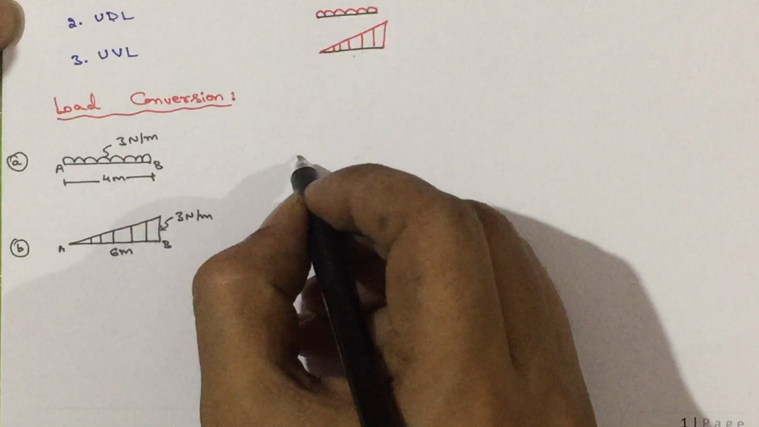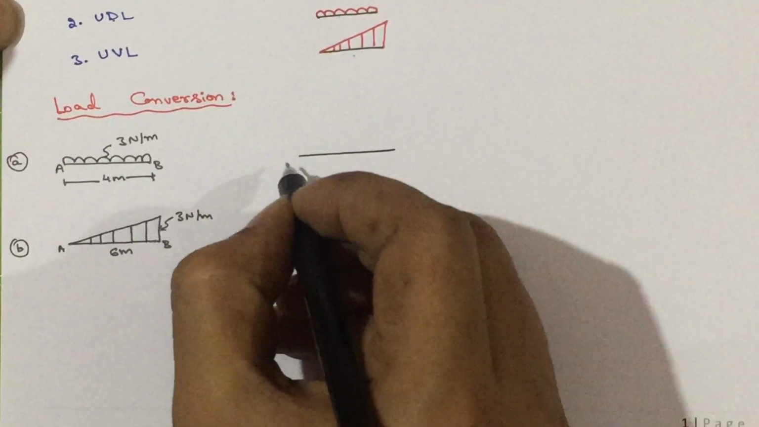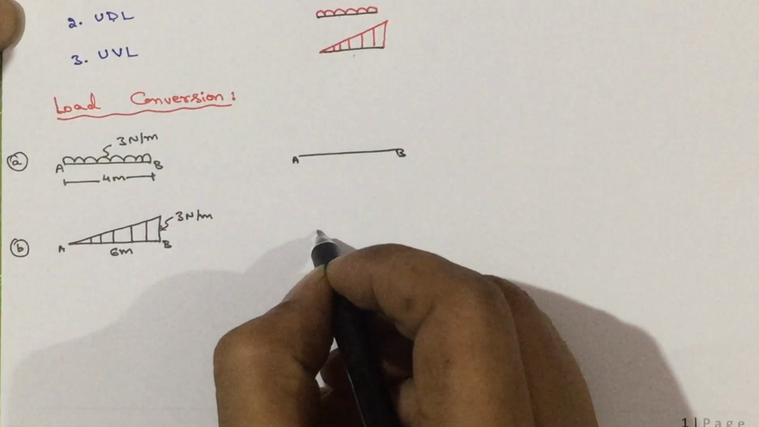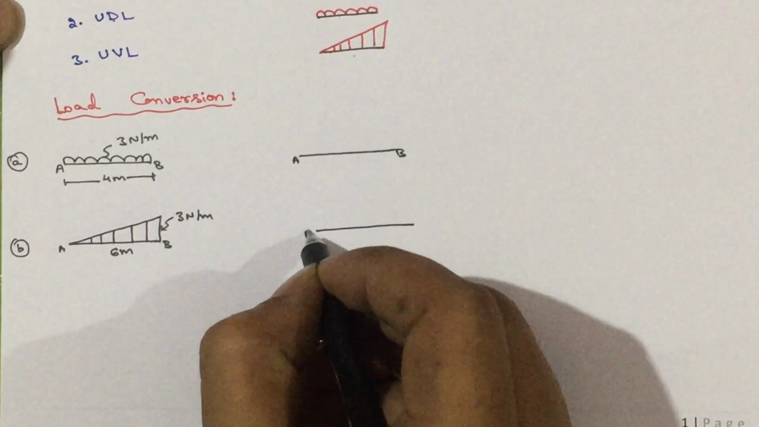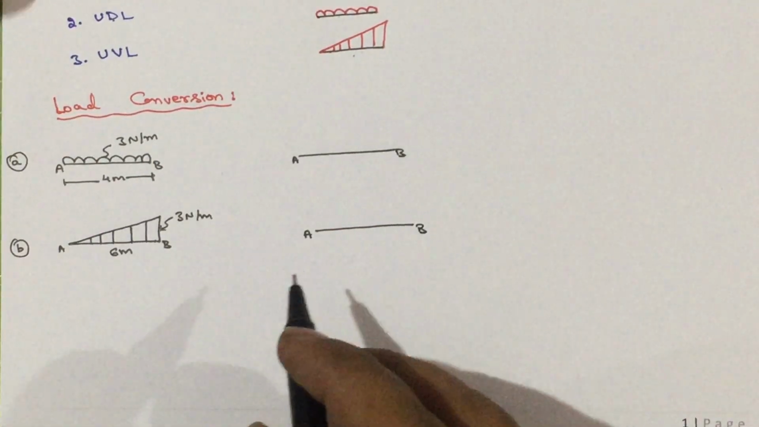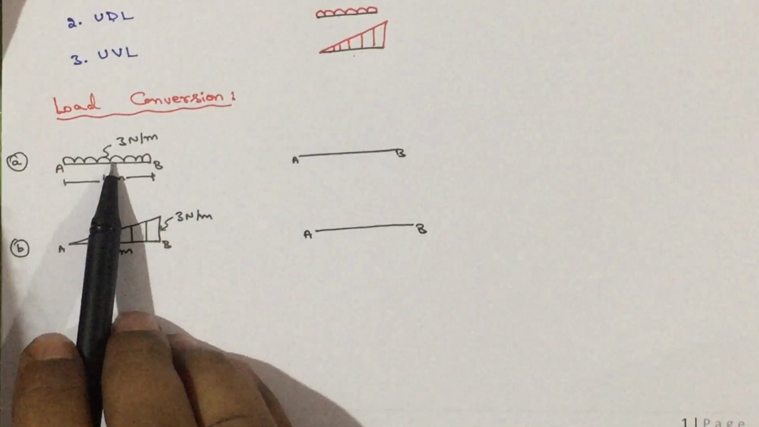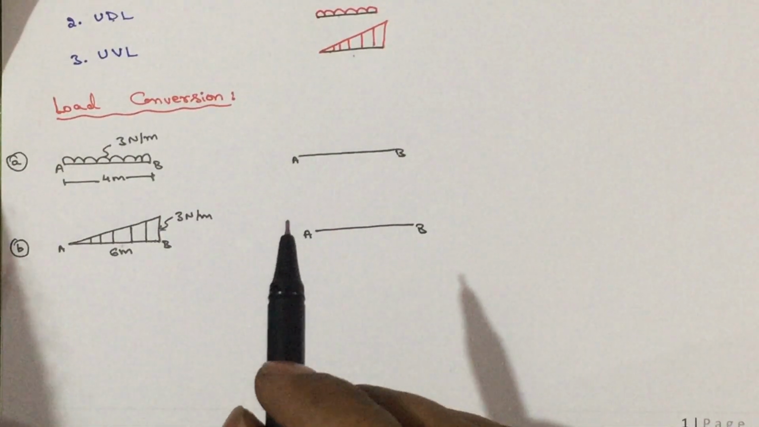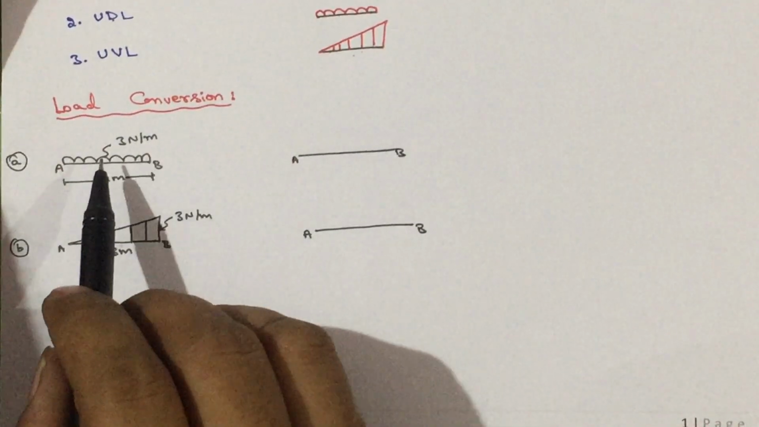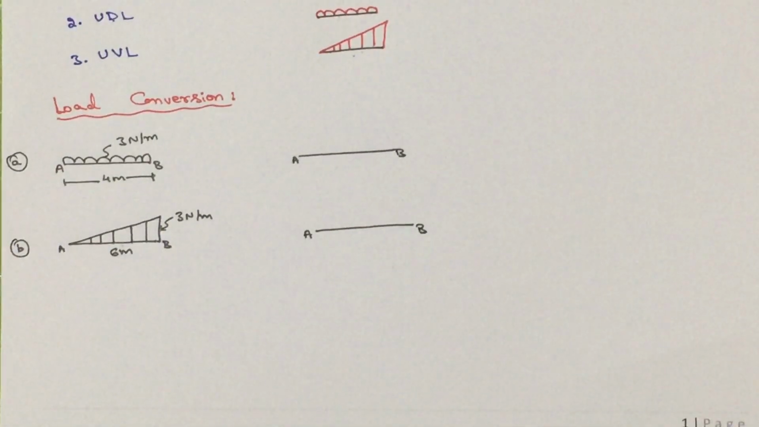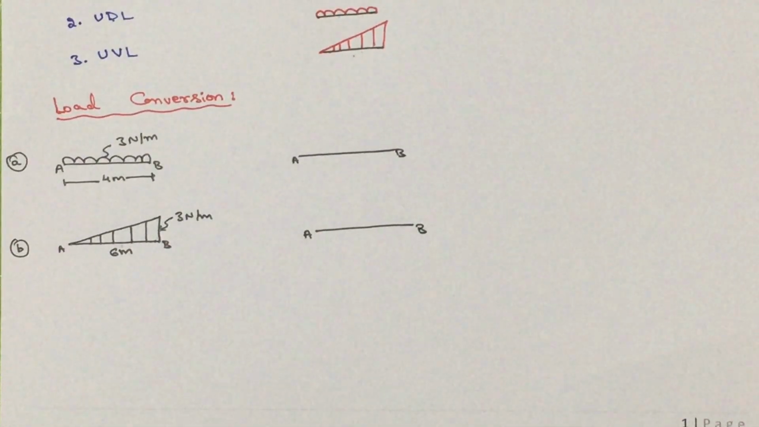Then, I will write the line as it is, AB, then here also AB. Now, we are talking about how to convert UDL and UVL into point load. The point load will act at a single point. So, while converting UDL and UVL into point load, we need to keep two things in mind, that is where it will act and how much it will act.